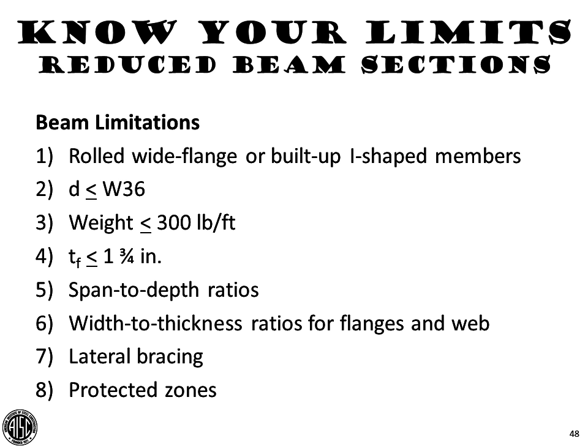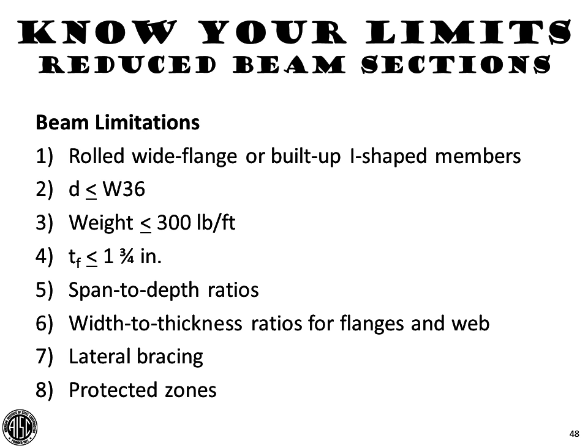So relative to the reduced beam section, there's a number of limitations on the beam sizes. You have to have a rolled wide flange or a built-up I-shaped member. So again, that goes to the HSSs. There are no HSS reduced beam sections, which is probably clearer for the reduced beam than for some of the other configurations. But there are limits on the depth, the weight, the flange thickness, span to depth ratio, and width to thickness ratios for the flanges and webs. There are lateral bracing requirements, which also sometimes become difficult to meet and sometimes get overlooked in the early stages. And then there are protected zone requirements.